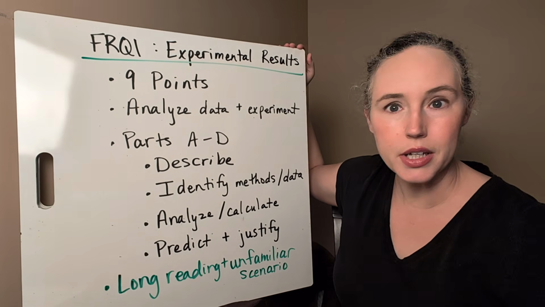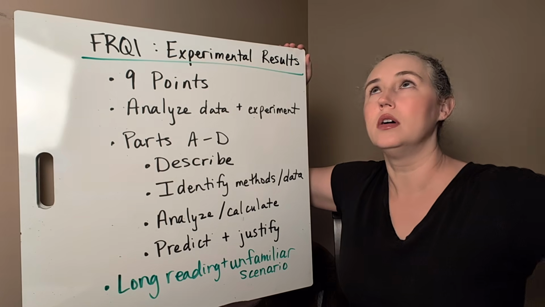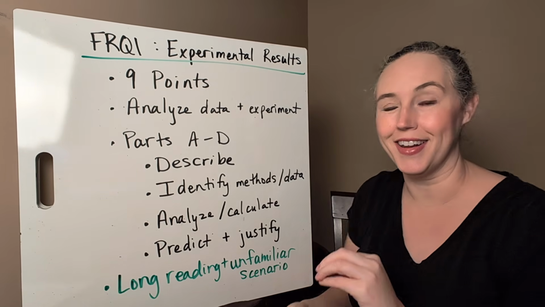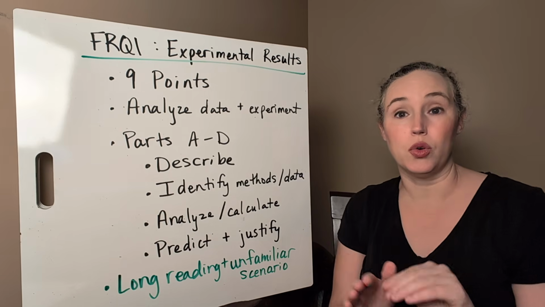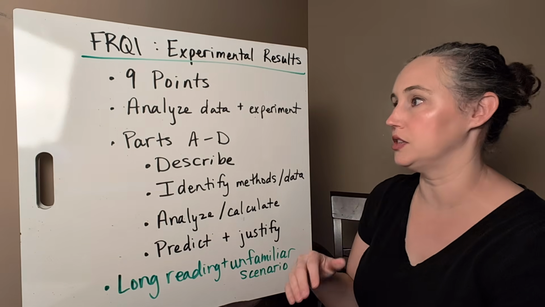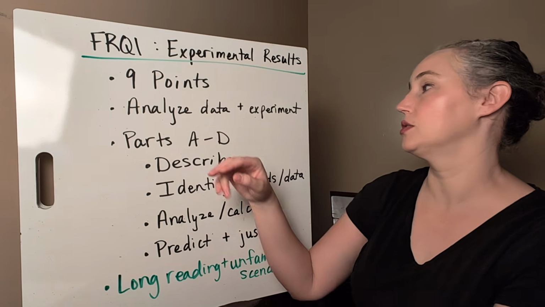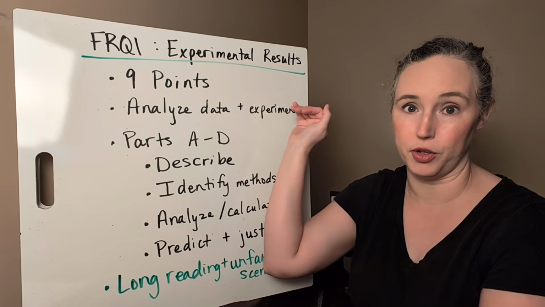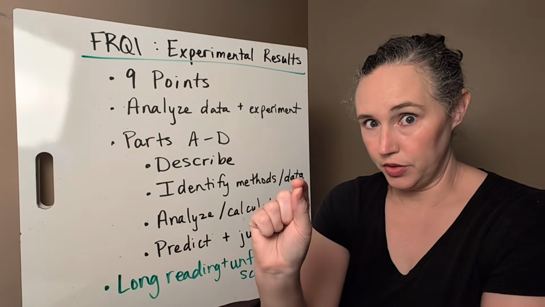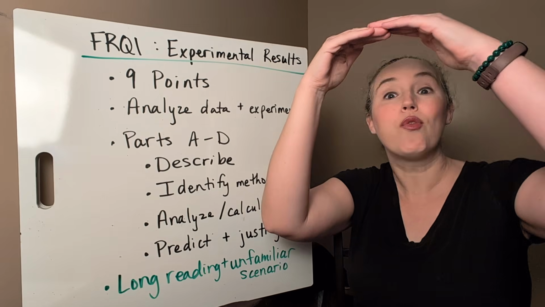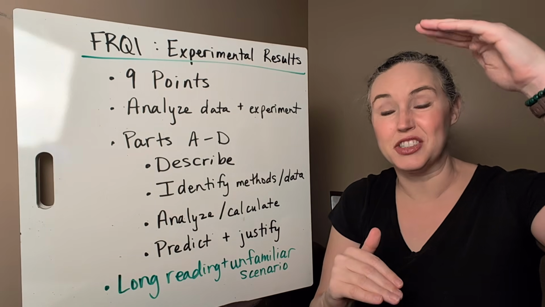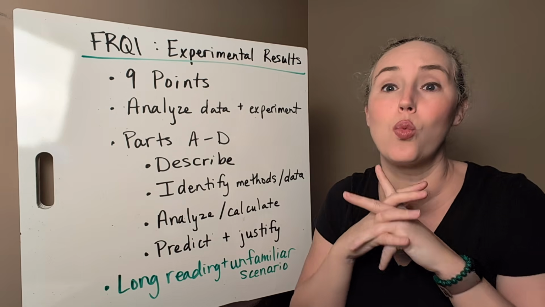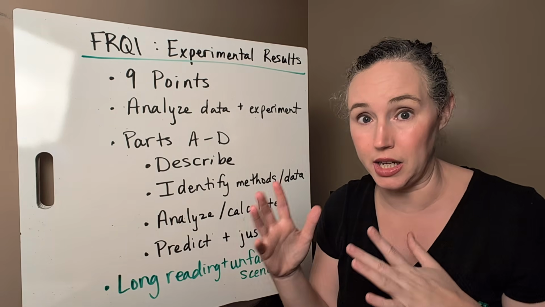So the FRQ section comes out just blazing with FRQ number 1. FRQ 1 and 2 are both 9 points each. These are your long FRQs. It's going to ask you to analyze data in an experiment. Just so you know, the whole first page is just going to be describing the experiment, and they're going to give you way more detail than you need.